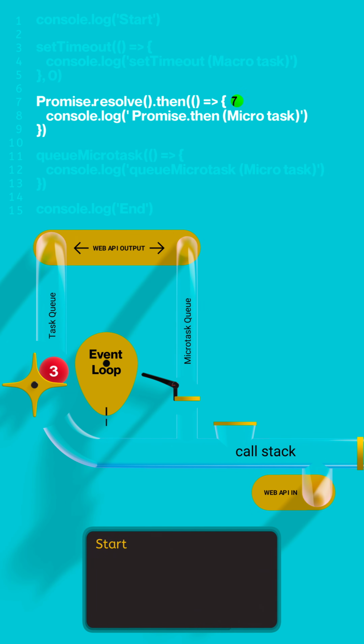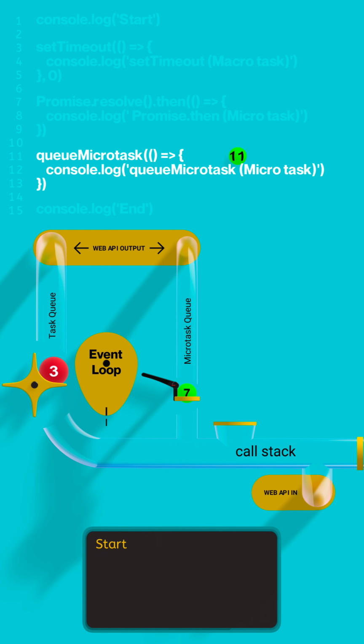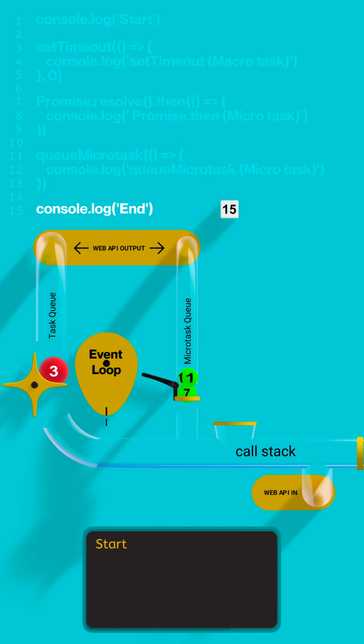executed. Then, two microtasks are created, one via promise.then, another via queueMicrotask. After being processed in the Web API, both are placed into the microtask queue. Once all asynchronous operations are scheduled, the synchronous code continues executing, and we see the message "end" on the screen.